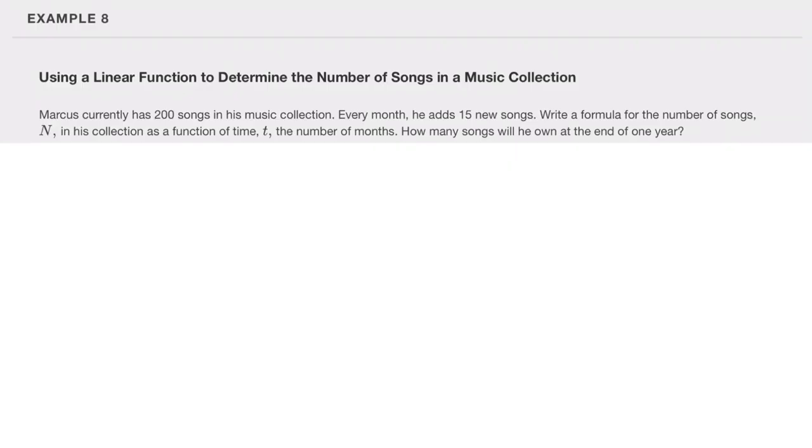All right, so Marcus currently has 200 songs in his music collection. Every month he adds 15 new songs. Write a formula for the number of songs in his collection as a function of time, the number of months. How many songs will he own at the end of the year?